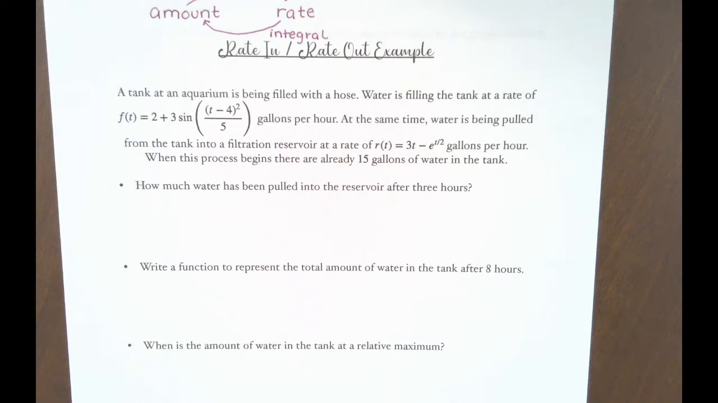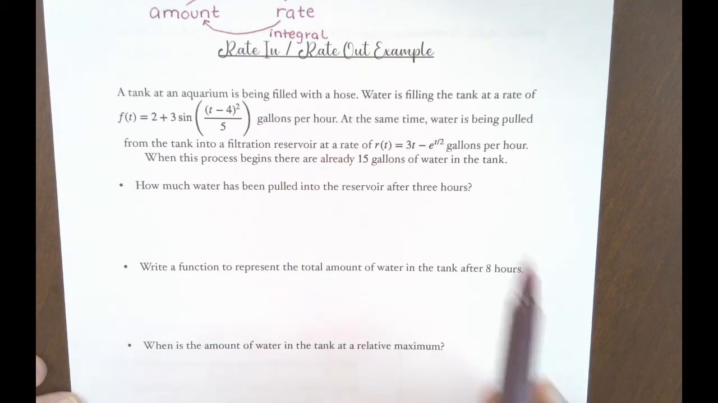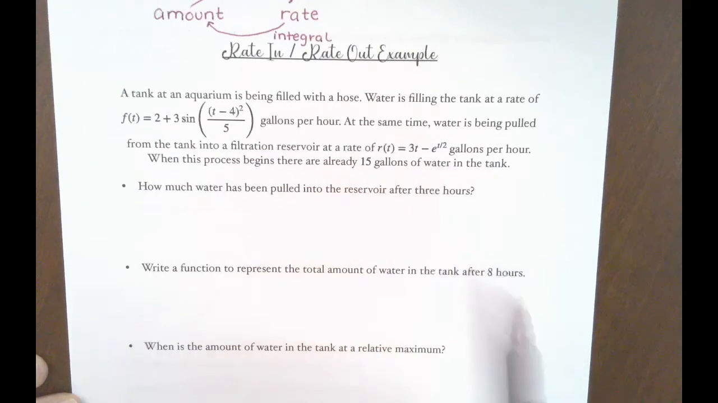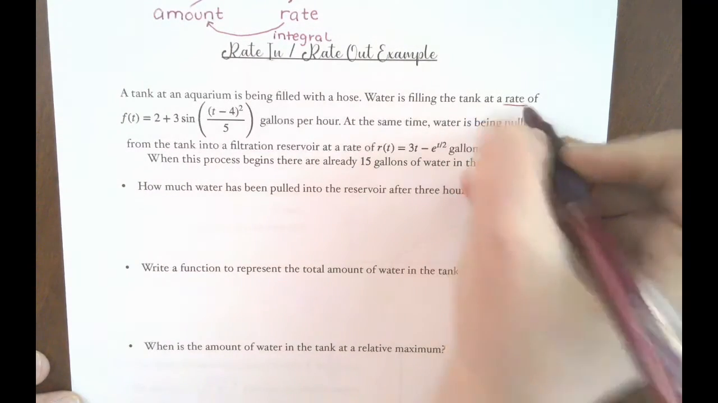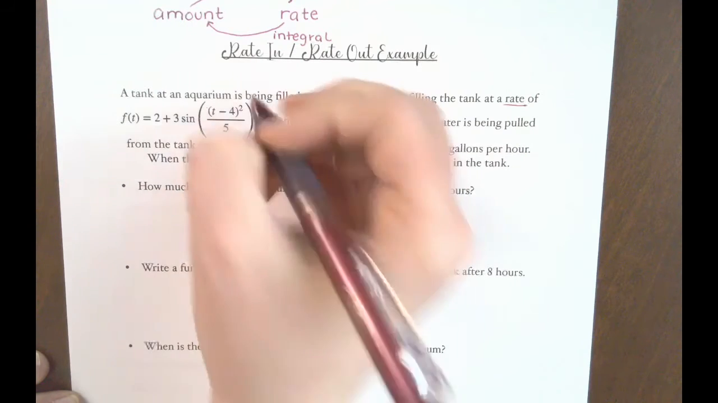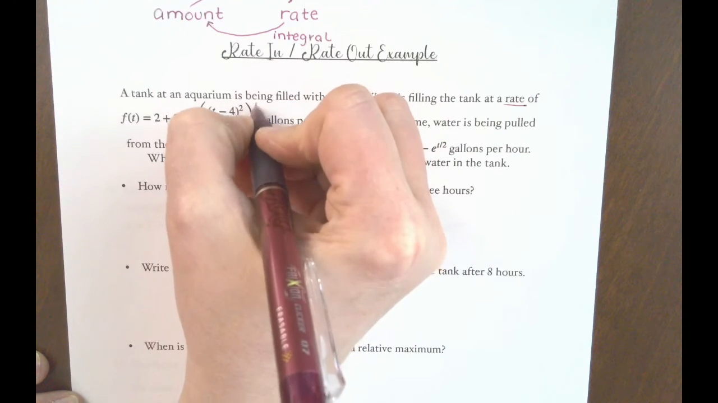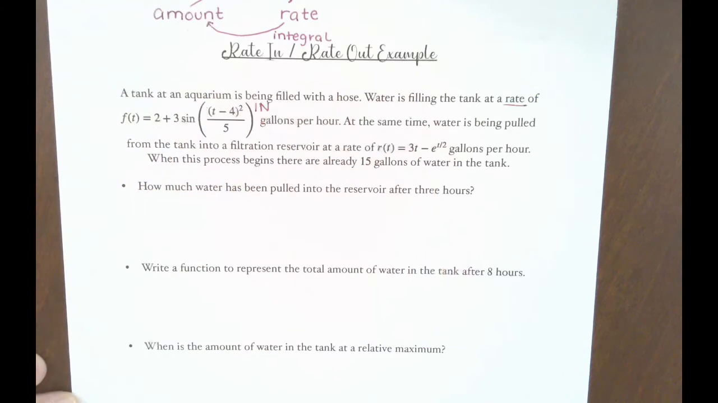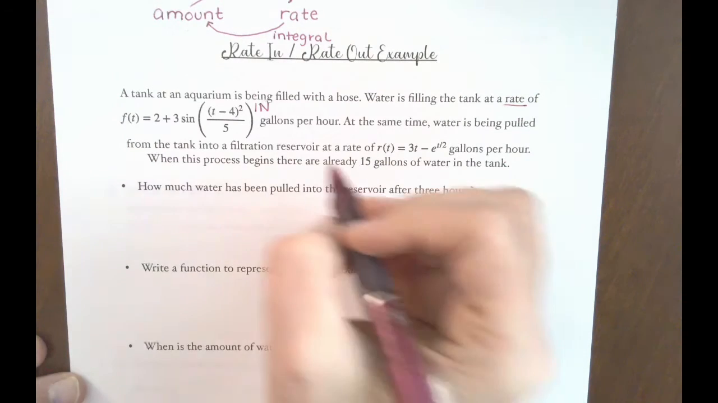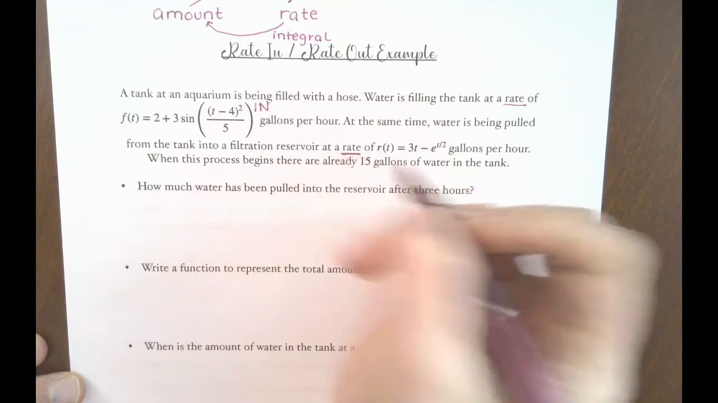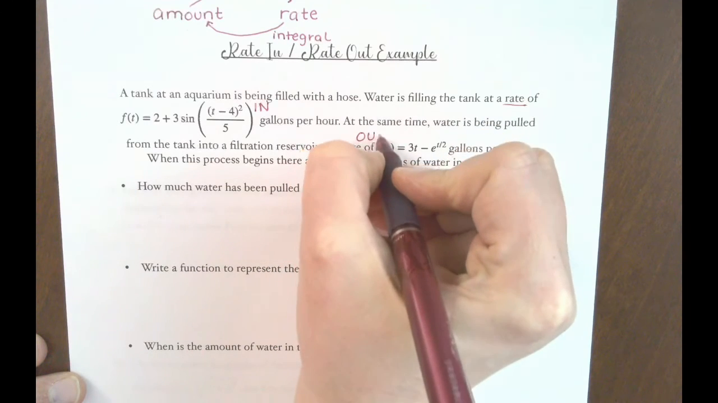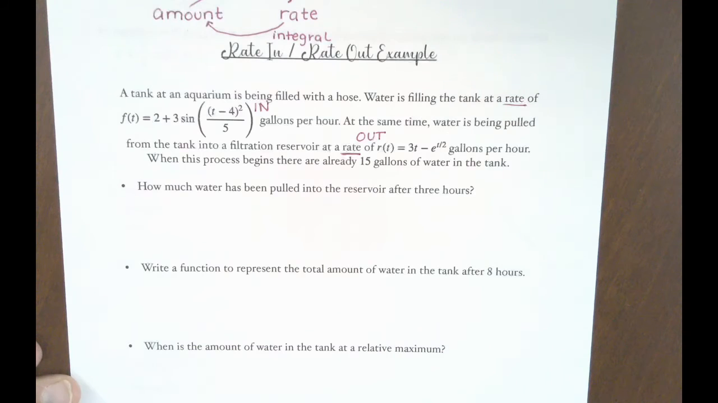Just reading through here, a tank at an aquarium is being filled with a hose. Water is filling the tank at a rate, and this is important, of this function. This is your in function. This is the water going into the tank. At the same time, water is leaving the tank. Water is being pulled into a filtration reservoir. So this right here, and again this is a rate function, is your out function.